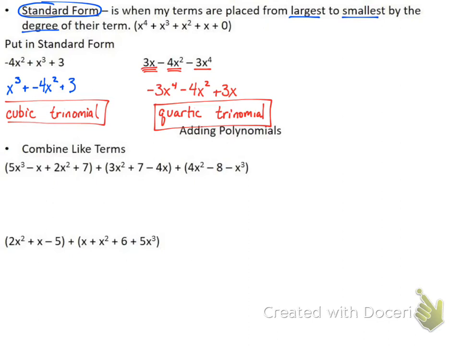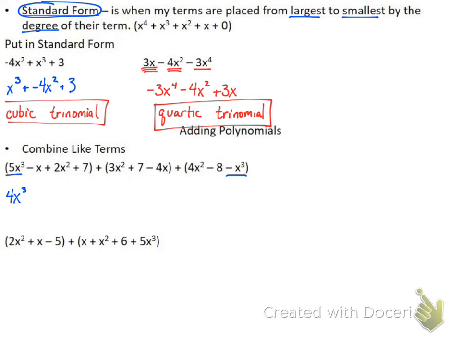The rest of what we're doing is really just combining like terms. So in all these, I'm going to combine all my biggest exponents together, and then go in order. So with this, the biggest exponent I have is x to the third, and so I'm going to underline all the x to the thirds. Just be careful with signs. So 5x to the third plus negative x to the third is going to give me 4x to the third.